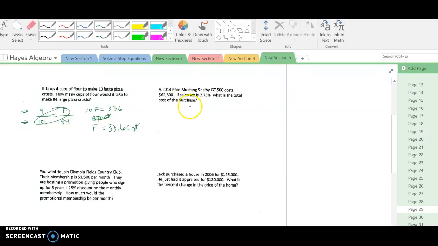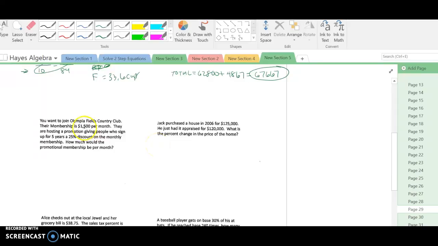A 2014 Ford Mustang costs $62,800. Tax is 7.75%. What is the total cost? So if we calculate the tax, 7.75% as a decimal would be 0.0775 times the price of the car, $62,800. That gives you tax of $4,867. So now the total cost of the car would be the $62,800 plus the $4,867 for a total of $67,667.